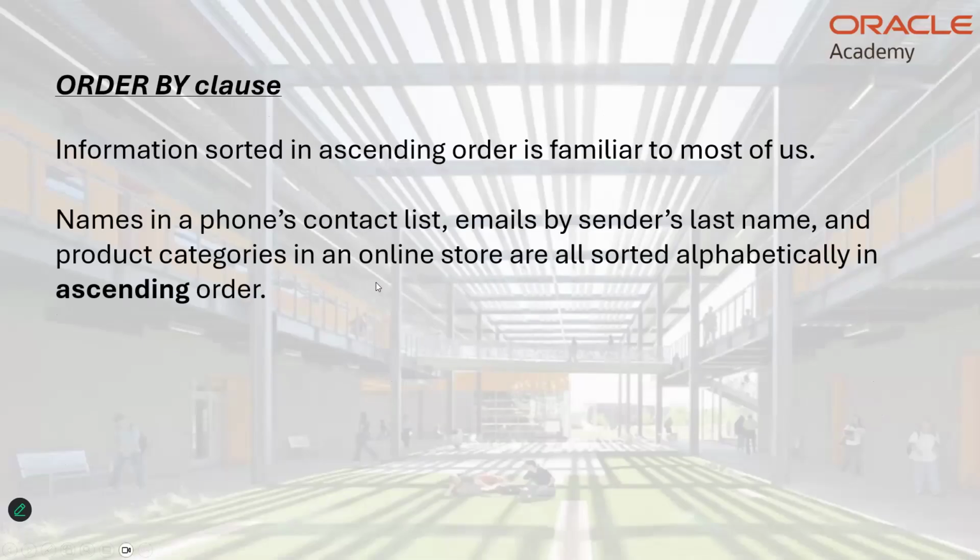So names in phone contact lists. Yeah, I actually changed that. It used to say names in the phone book. How many of you have phone books now? No. So I had to change that to contact lists. Emails by sender, product categories in an online store. Yeah, this is what we're used to, right? This is the type of digital ordering that we run across.